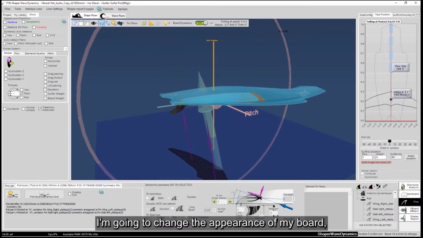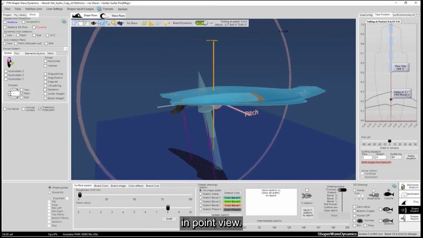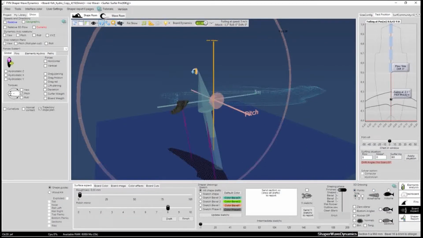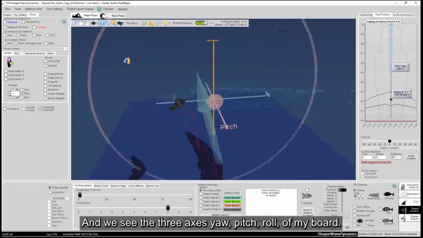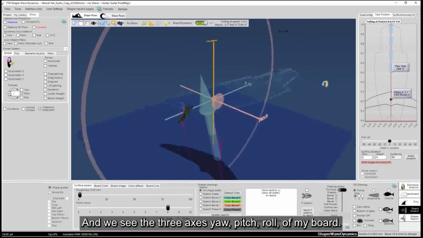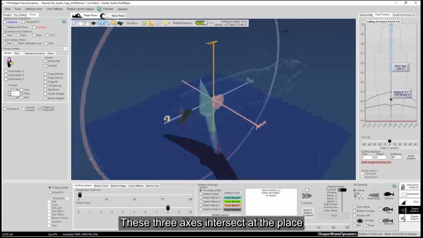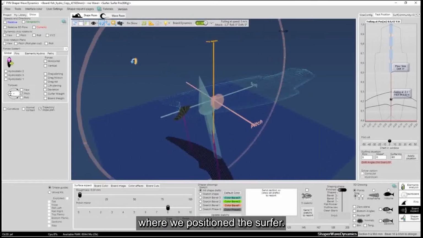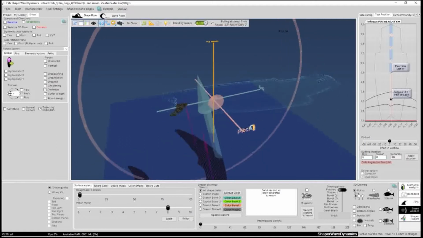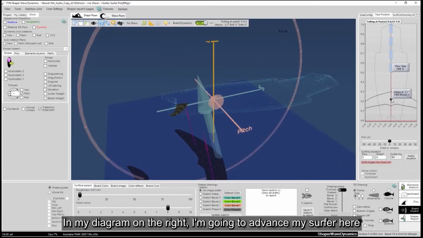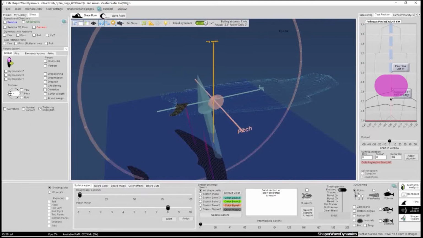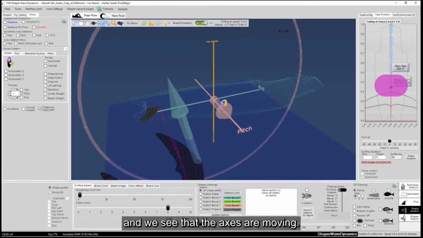I'm going to change the appearance of my board, in point view. And we see the three axes, yaw, pitch, and roll, of my board. These three axes intersect at the place where we positioned the surfer. In my diagram on the right, I'm going to advance my surfer here. And we see that the axes are moving.